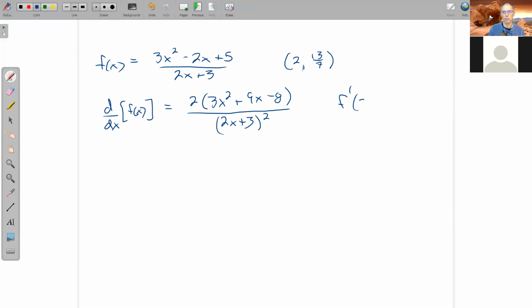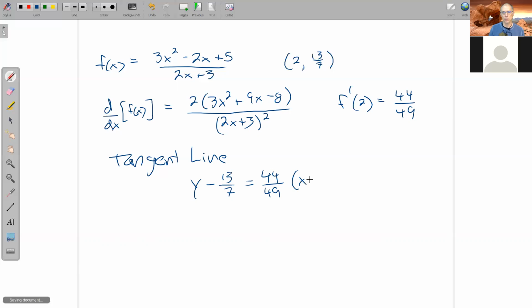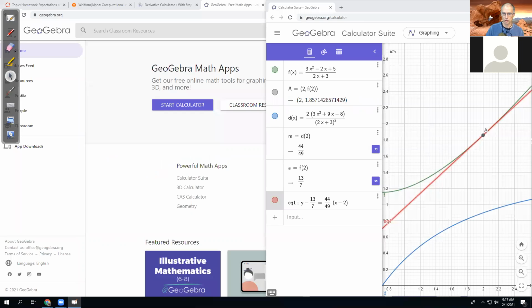We'll say f prime of 2 we know is 44/49. So then the tangent line would be y minus 13/7 equals 44/49 times x minus 2. Let's double check that I copied all that correctly. Yep.